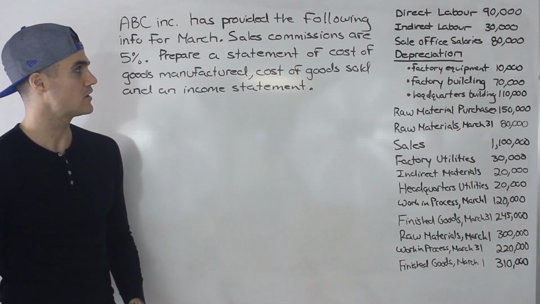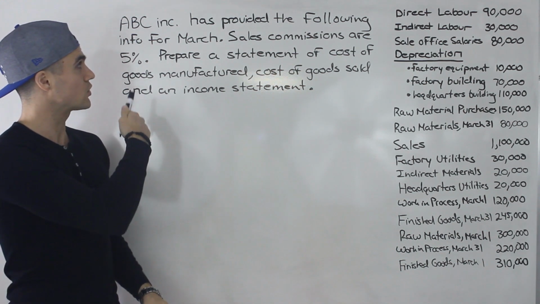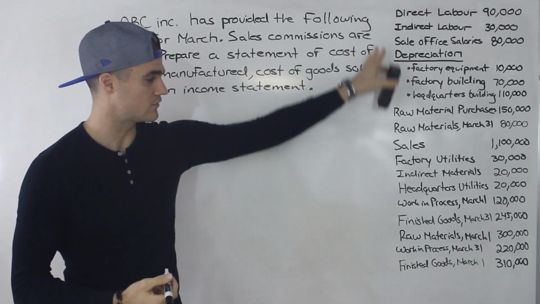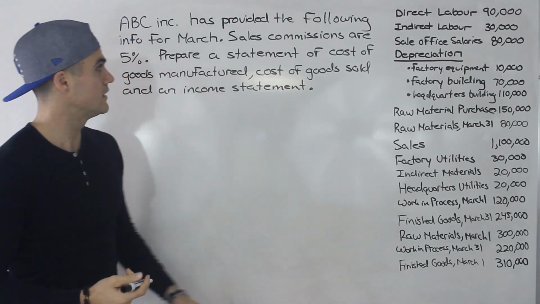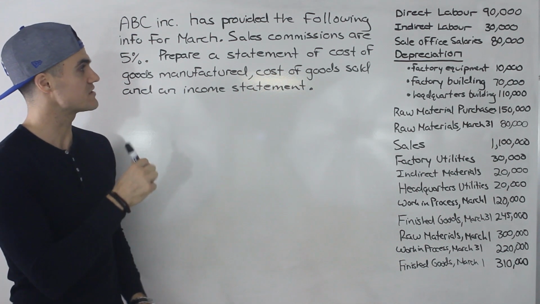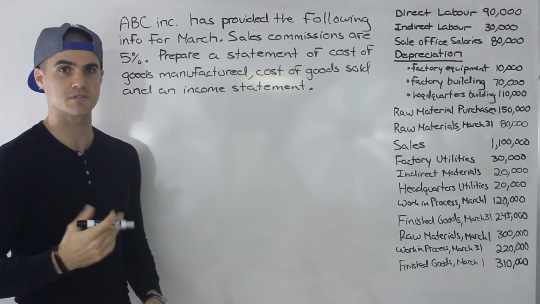Moving on to another video. This is a question that we have to solve. So ABC Incorporated has provided the following information for March. So notice all of this over here, this list. Sales commissions are 5%, and we have to take all of that, prepare a statement of cost of goods manufactured, statement of cost of goods sold, and an income statement.